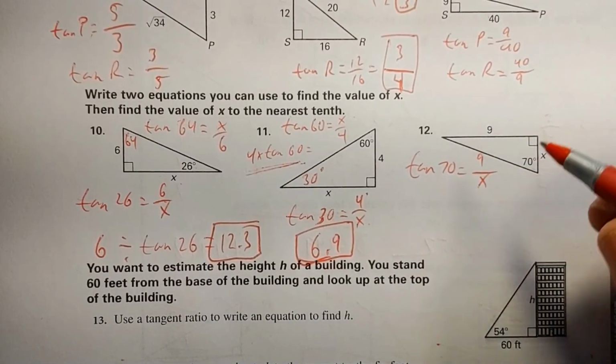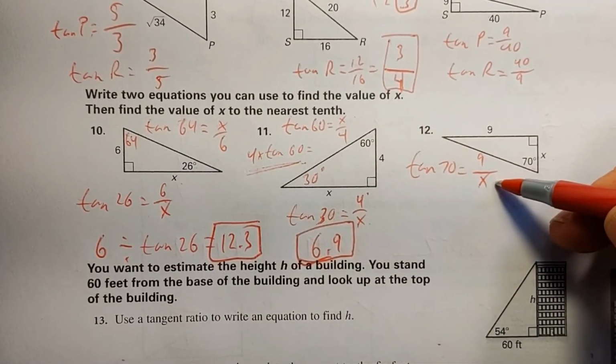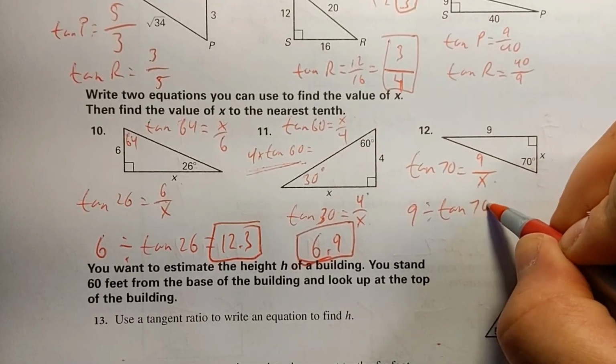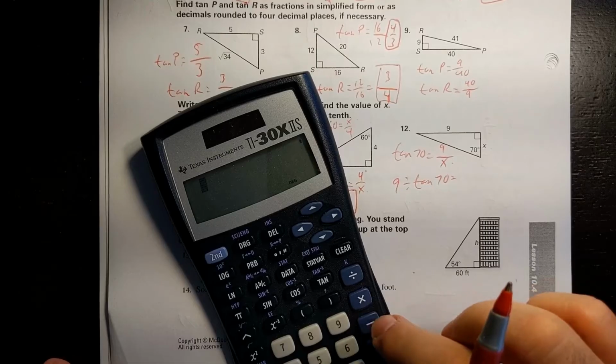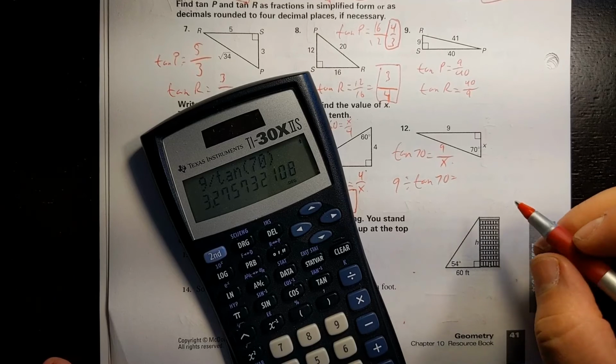Number 12, if I'm going from the 70, my opposite is 9, my adjacent is x. Since that's how it was already set up, I'm going to go ahead and finish this one all the way through. So this is going to be x is on the bottom, divide. And go 9 divided by the tangent of 70. And I'm going to go on the calculator. 9 divided by tangent of 70. And I get 3.3.